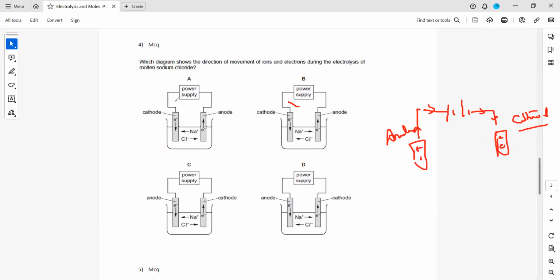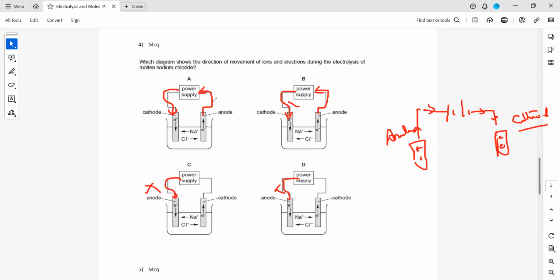If A was the answer, electrons are moving towards the cathode and electrons are moving out from the anode. So the flow of electrons is correct. Even for B, when you check the flow of electrons, electrons are moving towards the cathode and moving out from the anode. C is wrong because it is given that electrons are moving towards the anode. D is also wrong. So either A or B can be the answer.